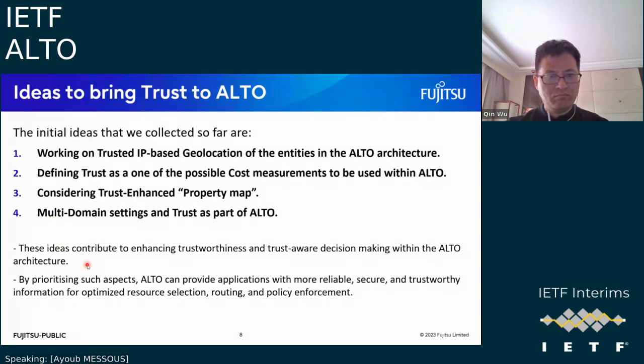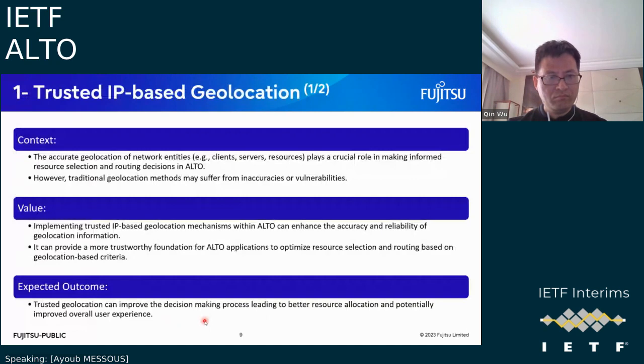These ideas should contribute to enhancing trustworthiness and trust-aware decision-making within the Alto architecture. Also, by prioritizing such aspects, Alto can provide applications with more reliable, secure, and trustworthy information for optimizing resource selection, routing, and hopefully policy enforcement. So now I'll try to give more details about each of these different ideas.